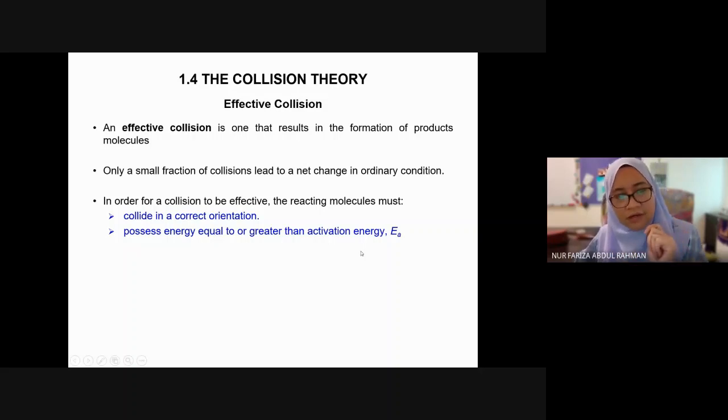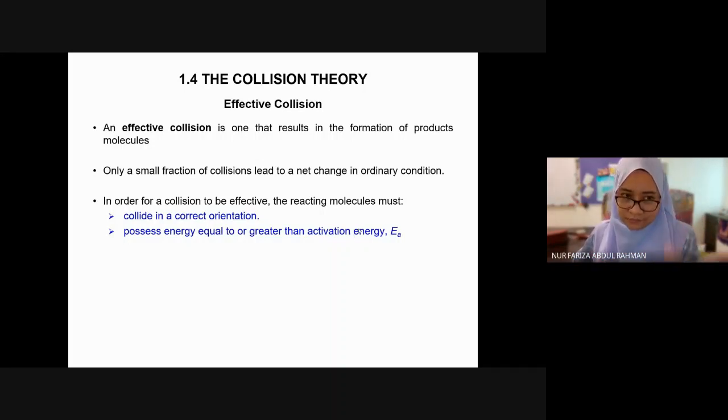So these two are very important. Katakanlah in exam, okay, you are asked to list down the factors that affect the effective collision ataupun yang sewaktu dengannya lah.